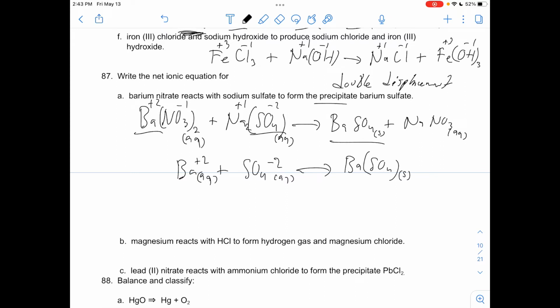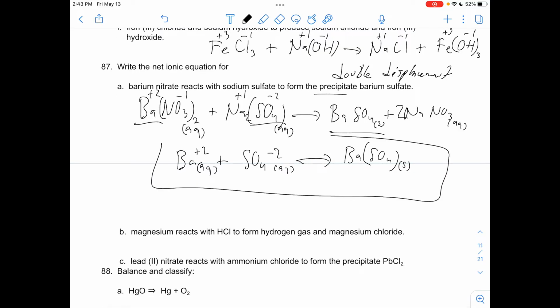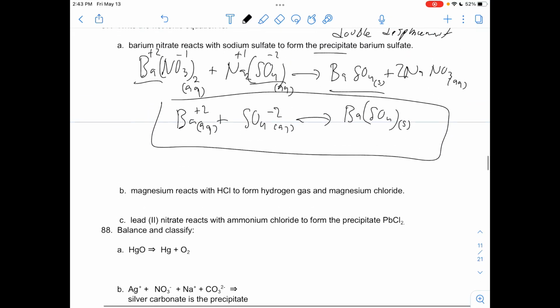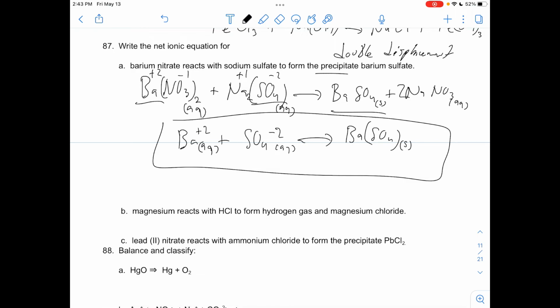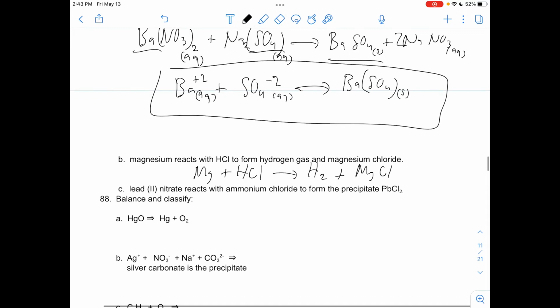And actually, I forgot to balance it. So Na2, so we need a 2 here. But that doesn't affect our barium. If there was a 2 in front of barium, I'd have to continue that 2, but that doesn't happen, so it doesn't matter. Okay, so that's our net ionic equation. Another one. Magnesium reacts with HCl to form hydrogen gas and magnesium chloride.